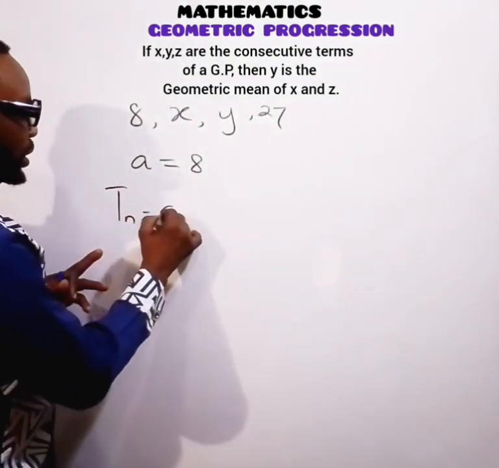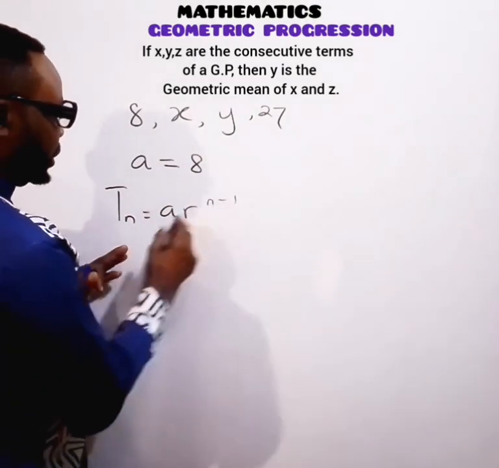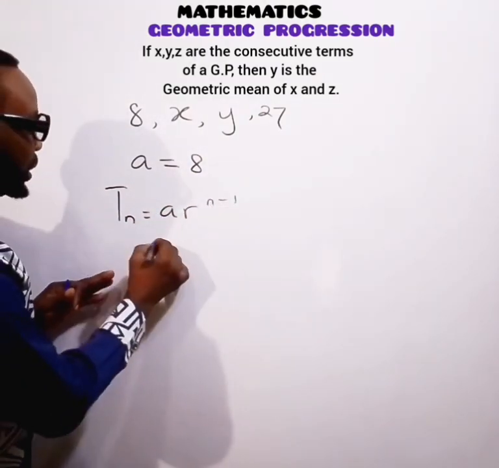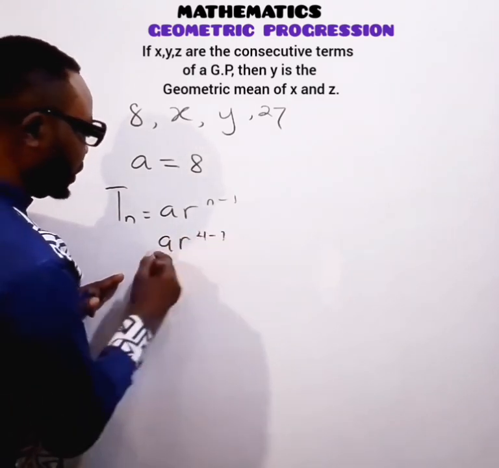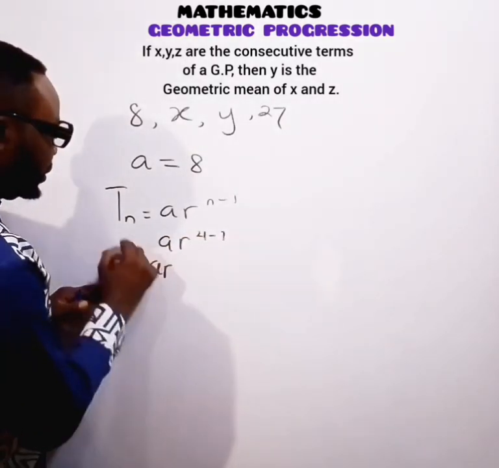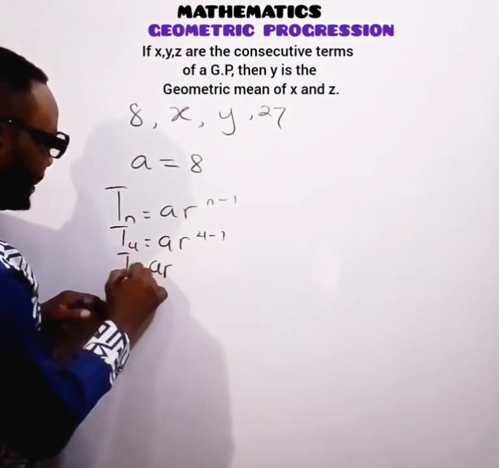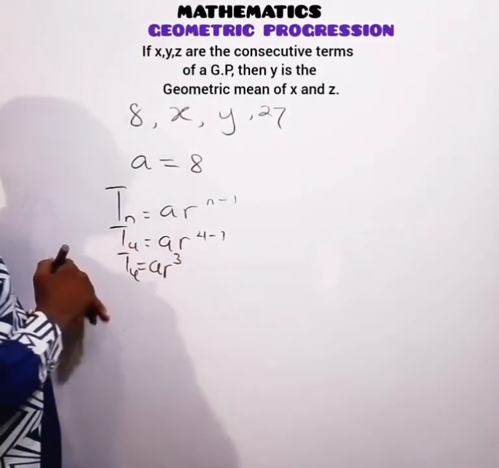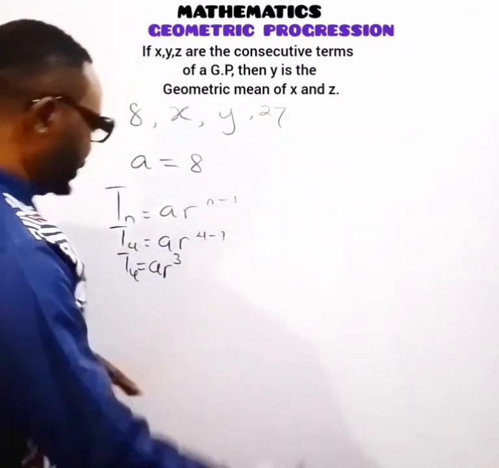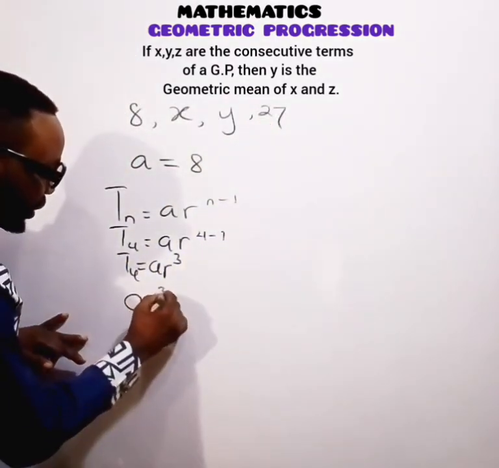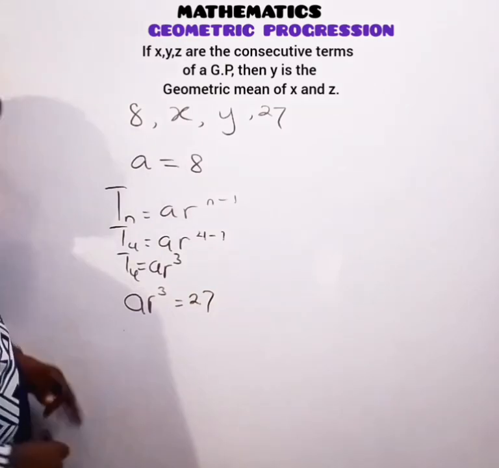Tn is equal to ar raised to the power of n minus 1. The fourth term will be equal to what? ar raised to the power of what? 4 minus 1, which is what? ar raised to the power of 3. And the value has been given to us here as 27. It means that ar raised to the power of 3 is equal to 27.